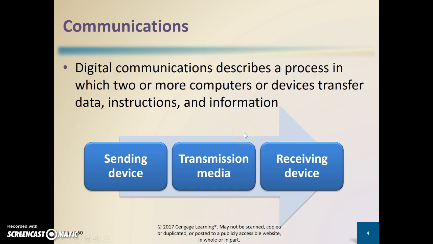So what is digital communications anyway? It is the process in which two or more computers or devices transfer information or instructions or data. So you have the sending device. That's the device that initiates the instructions or information. You have the transmission media, or how it travels. And then you have the receiving device, and that's the device that accepts the transmission of the data.